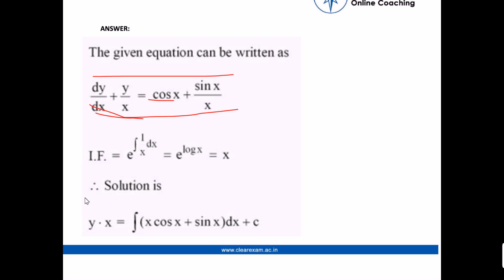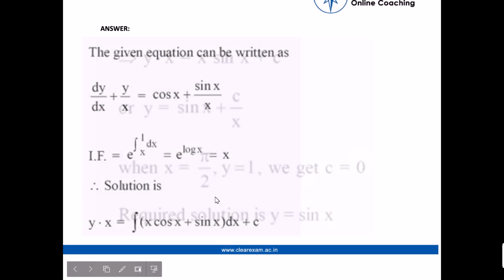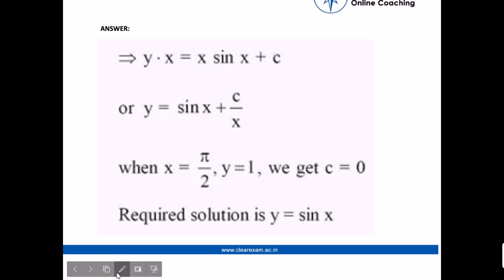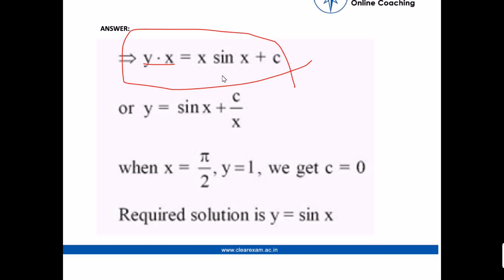So after putting this, it will be y·x = ∫(x cos x + sin x) dx. After that we can further solve like this. y·x = x sin x + c. We can write that in this way. After solving this, we will get this. Or we can write it in this way, y = sin x + c/x. We just simply take x to this side.